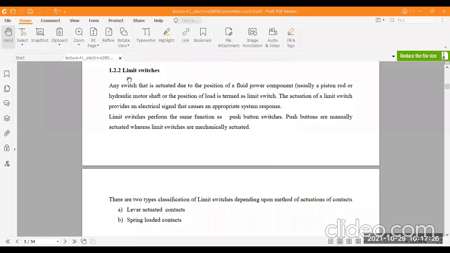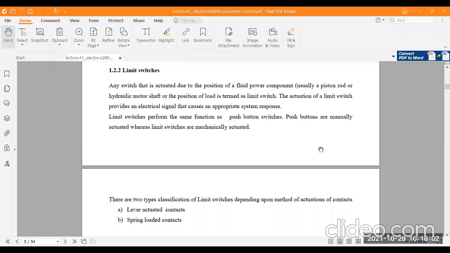Okay, so next we have to know our limit switches. This is another part. A limit switch is any switch that is actuated due to the position of a fluid power component, usually a piston rod, a hydraulic motor shaft, or the position of the load. The actuation of a limit switch provides an electrical signal that causes an appropriate system response.